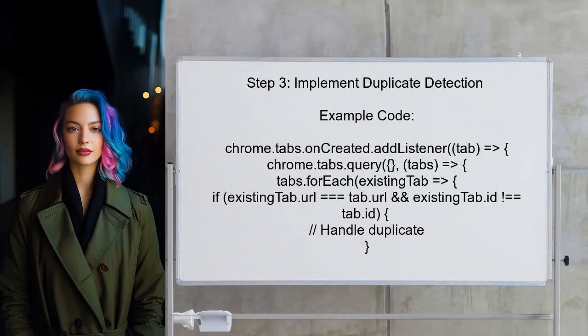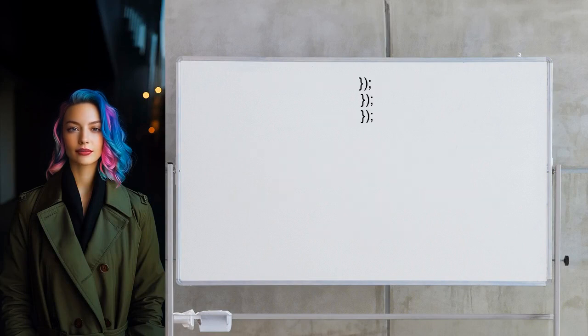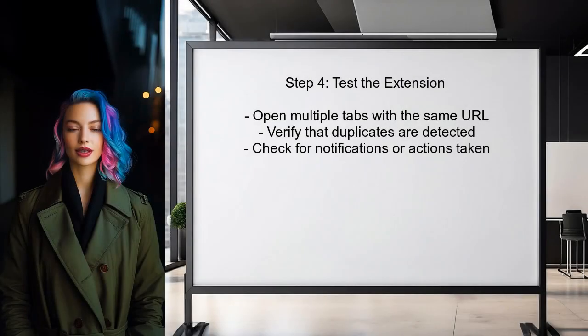The user can implement this logic inside the event listener. If a duplicate is detected, they can take appropriate action, such as notifying the user or closing the duplicate tab. Finally, the user should test their extension to ensure that it correctly identifies duplicate tabs. They can do this by opening multiple tabs with the same URL.